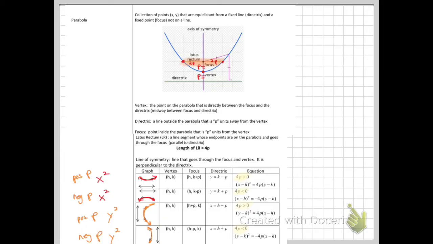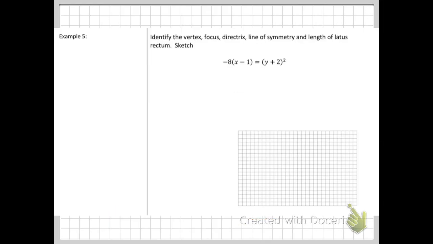Also, please take a look at the way the equation is written. This is standard form in your book. It is not what you guys are used to. So we will be dealing with that on the next page. Okay, so identify the vertex. Okay, let's write some answer blanks.